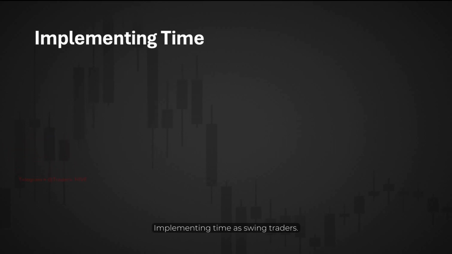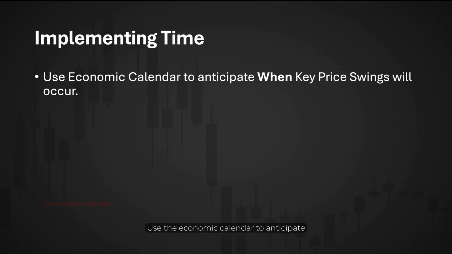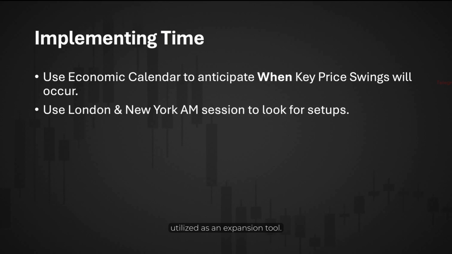Implementing time as swing traders. Use the economic calendar to anticipate when key price swings will occur. Meaning, based upon the economic calendar, we can anticipate when major volatility injections will take place. If the higher time frame institutional order flow is already in, and we can see what the markets are likely going to do next, news is likely going to get utilized for the markets to draw towards our objectives, meaning news will be utilized as an expansion tool.